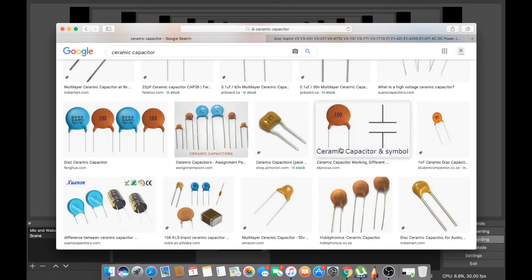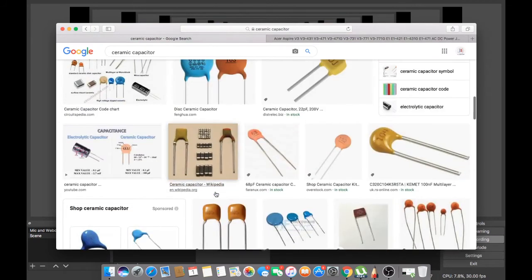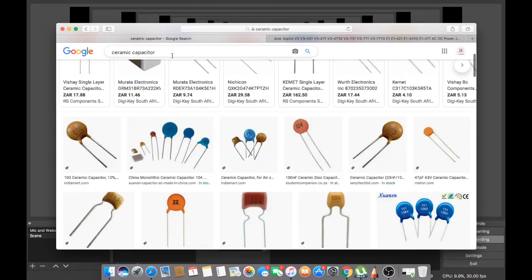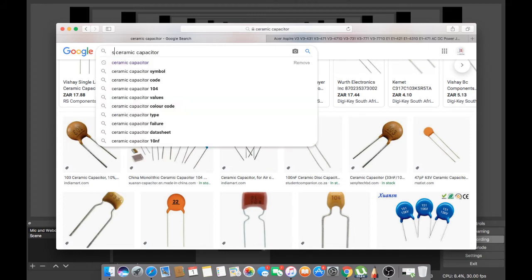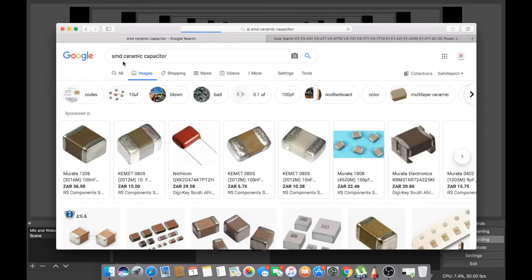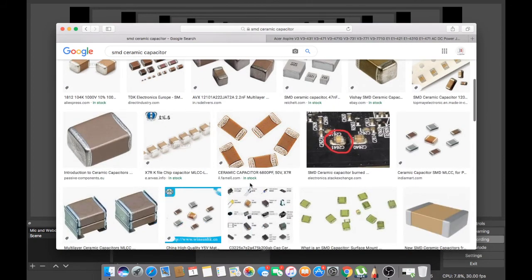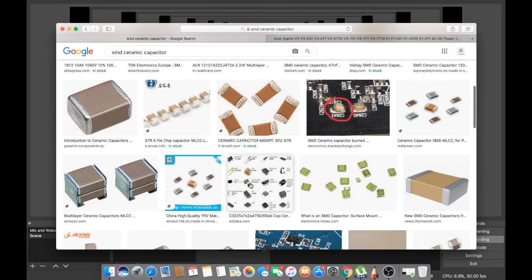And this is the symbol as I was showing you there. So on the laptop, we use the SMD capacitors or SMT capacitors. Okay, let me say SMT ceramic capacitors. This is exactly what we use. These are the ceramic capacitors. See how they look? They are brown. You will see them a lot on the motherboard.